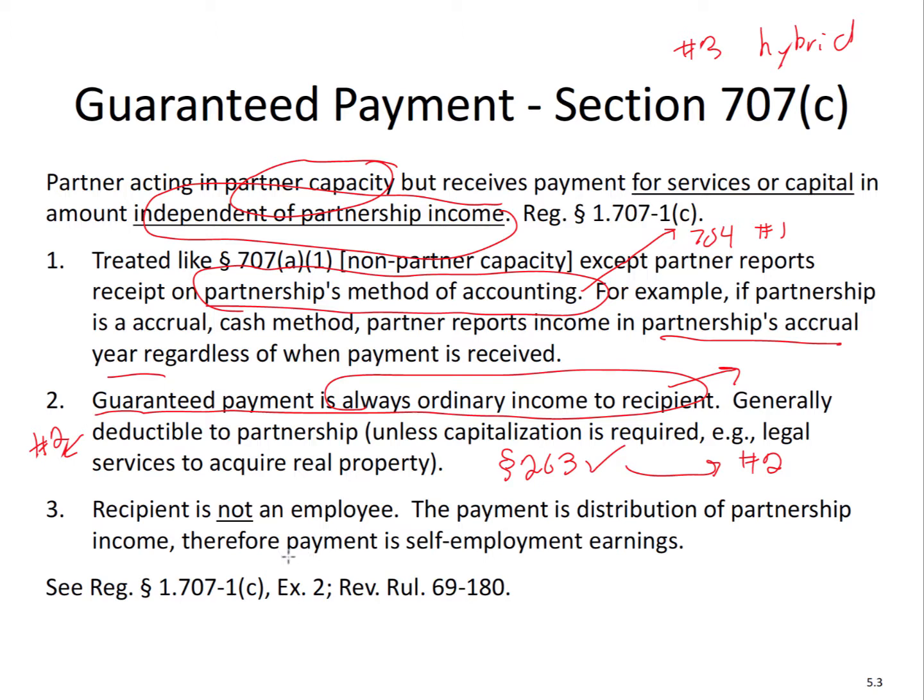Now, the recipient cannot be an employee. If it's an employee, then that's different. Cannot be an employee. They have to be a partner in their partner capacity. That's the key. All right.